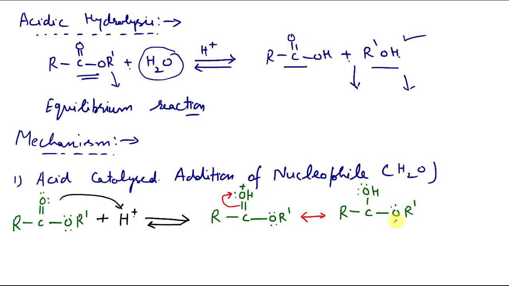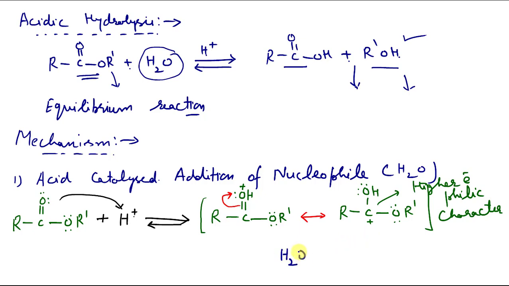R dash positive. Now you can see that the attack of this proton has increased the electrophilic character of this carbon. So it now has a higher electrophilic character. If it has a higher electrophilic character, then even weak nucleophiles like water can attack now. So in the next step I will show the attack of the nucleophile water. That is the function of the acid catalyst. It increases the electrophilic character, or we can say it makes this carbon more electrophilic. Now the weak nucleophiles can attack.